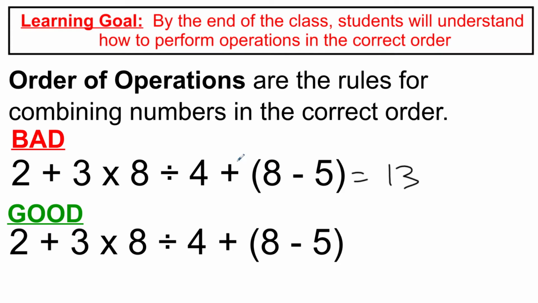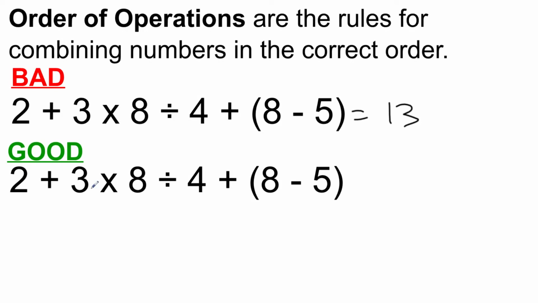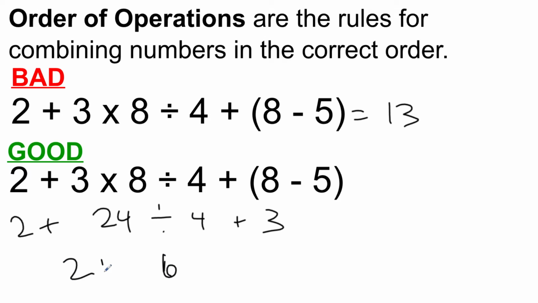If I do this in a different order and I say, you know what, I'm going to do 3 times 8, well, that's 24, and bring everything down. I'm going to put these together too, say 8 minus 5 is 3, and then I'm going to put these together and say that looks like 6. And then I'm going to say, well, this looks like 8, and 8 plus 3 is only 11.